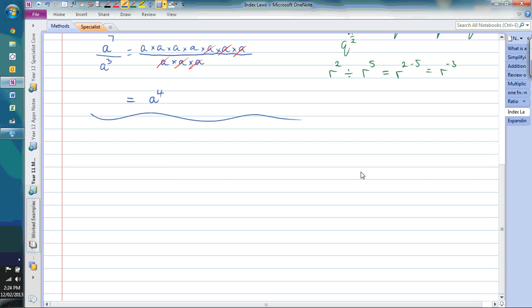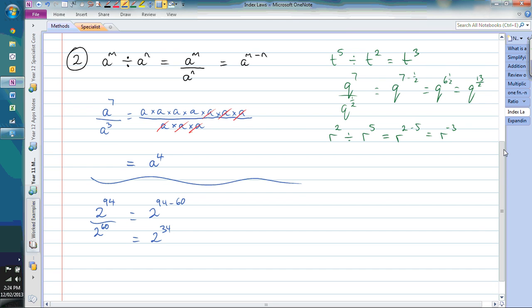And similarly to before, the advantage of this rule, of course, is that if I've got a big number, for example, 2 to the power of 94 divided by 2 to the power of 60, well, that's just going to be 2 to the power of 94 minus 60. And 94 minus 60 is 34. So that is the second index law for division of two terms.